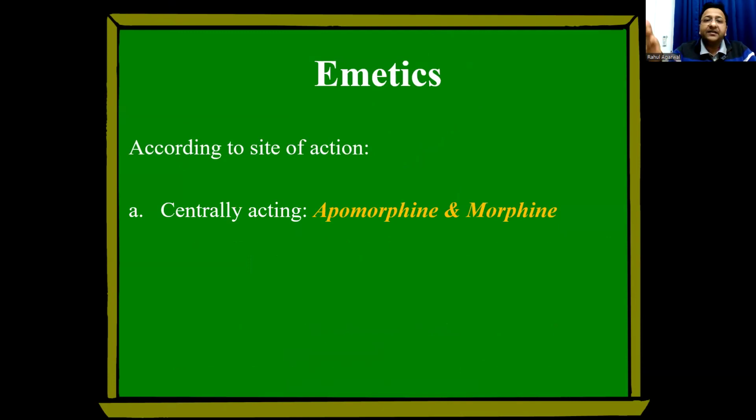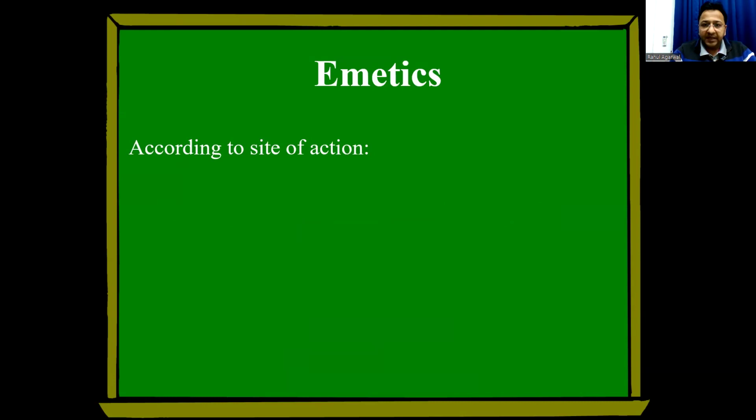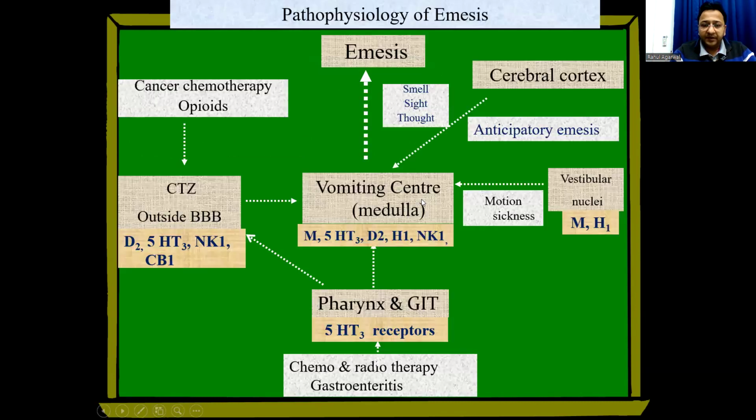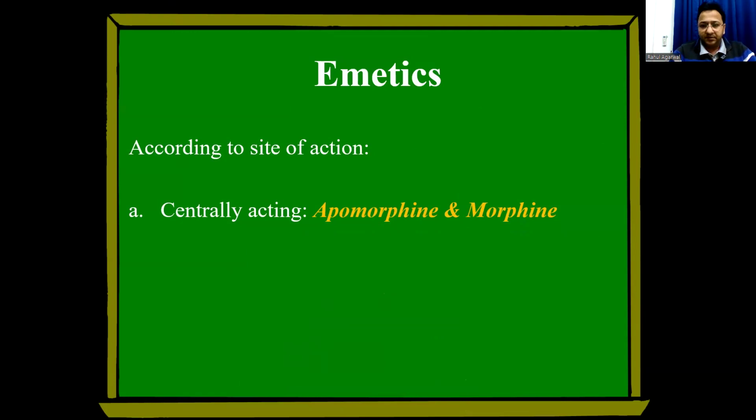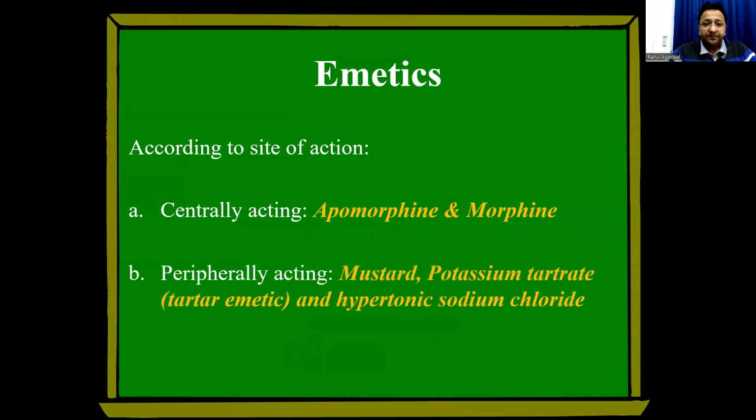Centrally acting means it is acting on the brain. I have shown you in the previous slide there is a vomiting center present in the medulla, which gets activated, causing the emesis. According to the site of action, centrally acting are apomorphine and morphine. Apomorphine is a congener of morphine only. So it is centrally acting, but it is not very safe because morphine itself is a depressant of the respiratory center. So we don't use apomorphine and morphine very much.